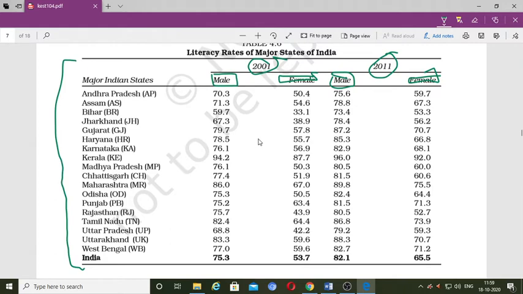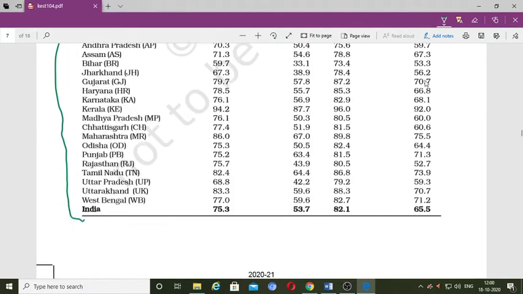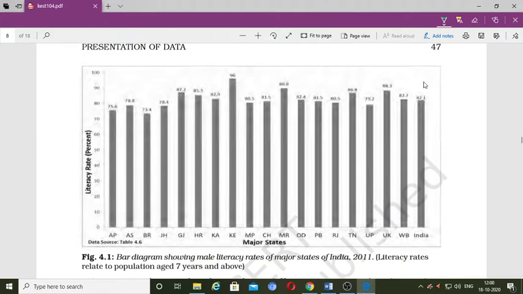Sorry, we want to construct a diagram which we can show through bars. Let us see how we can prepare a bar diagram through this table. We have taken states on the x-axis and literacy rate on the y-axis. From this data we can draw bars.